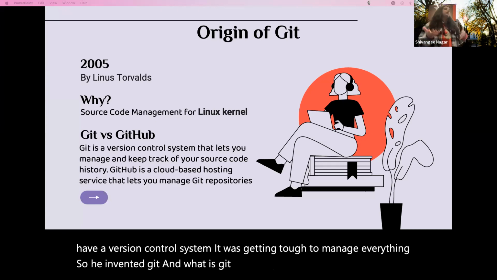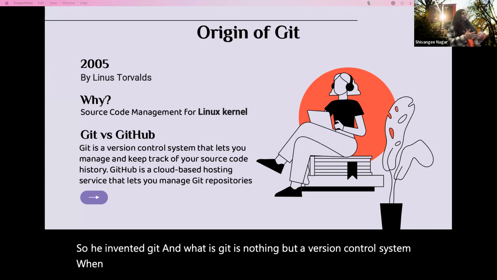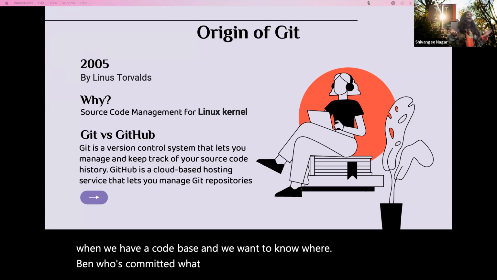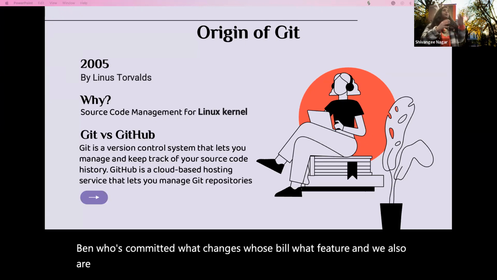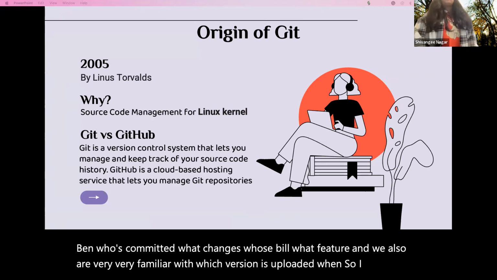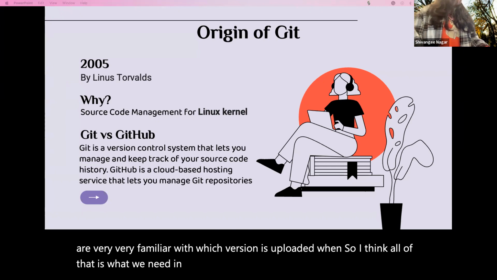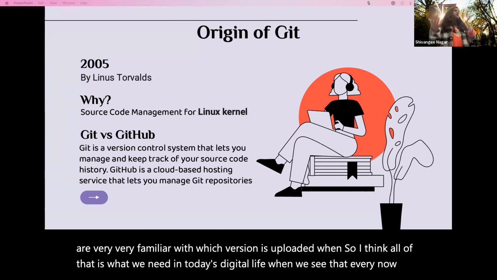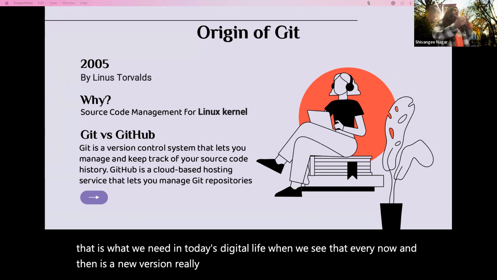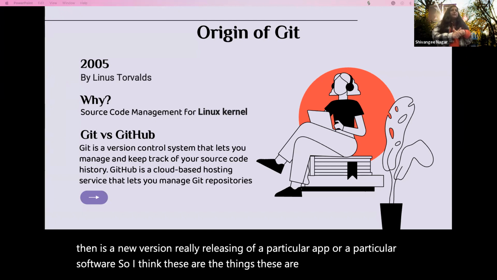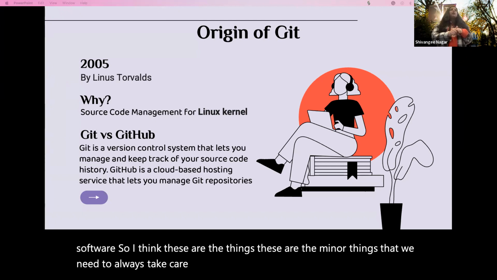And what is Git? It is nothing but a version control system. When we have a code base and we want to know who's committed what changes, who's built what feature, and which version was uploaded when. I think all of that is what we need in today's digital life, when every now and then a new version of a particular app or software is released. These are the minor things that we need to always take care of, so that we are updated in terms of the code base that we are working on.